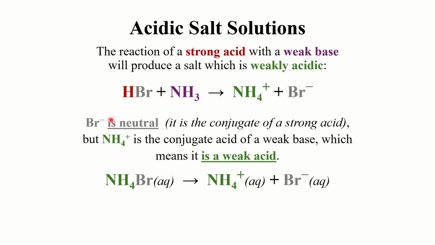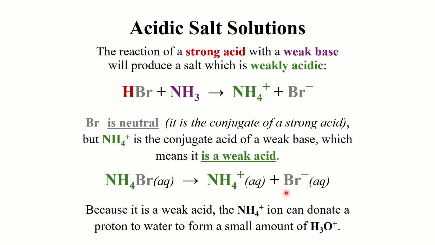Br- is neutral. It does not react with water because it is the conjugate base of a strong acid, hydrobromic acid. But NH4+ is the conjugate acid of a weak base, ammonia, NH3, meaning it is a weak acid. So when this salt dissociates into its ions, a weak acid is formed, and that NH4+ ion can react with water. It can donate a proton to water to form a small amount of H3O+.